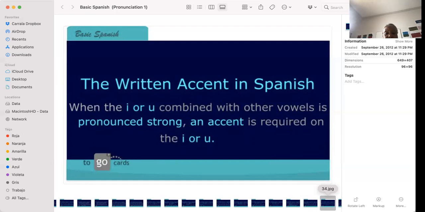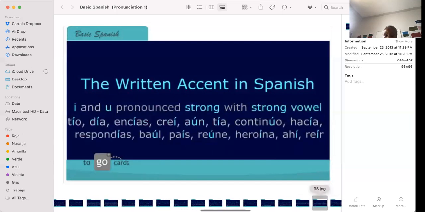When the I or U combine with other vowels and are pronounced strong, an accent is required on the I or U. The accent is required so that you know that in this word, the I or the U is pronounced strong. It's not pronounced like the U being a W and the I being a Y. Even though it's on the next to the last syllable in the word, the I is pronounced strong. So it's telling you that the I is pronounced strong.